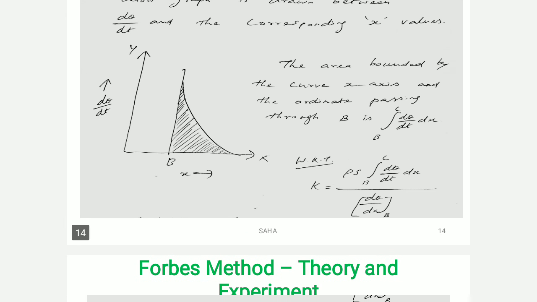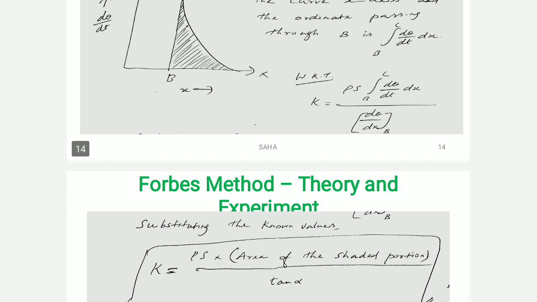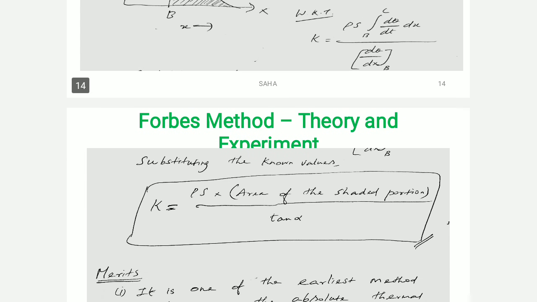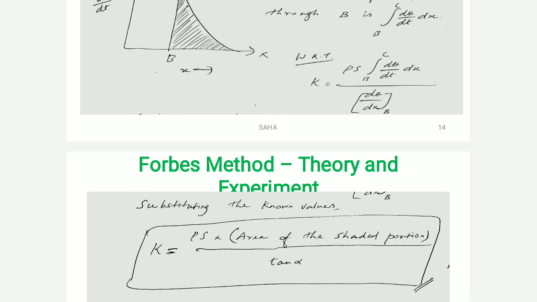So we know the K value equation. In that K value equation we have to substitute the known values. Then K is equal to rho S into the area of the shaded portion divided by tan alpha. That is the dynamic experiment K value.